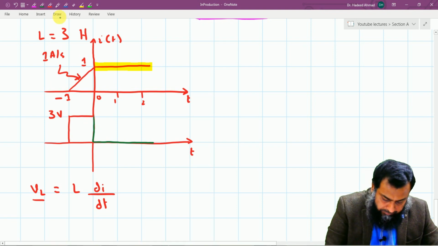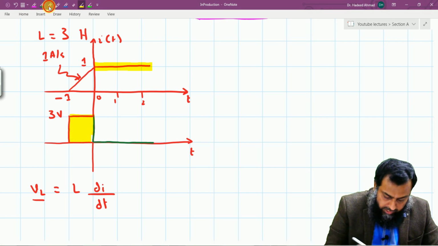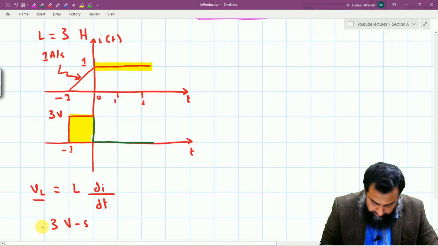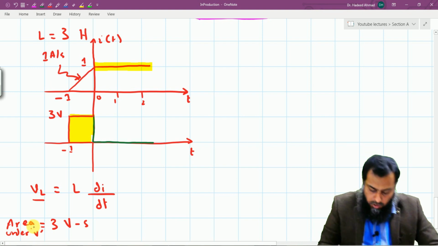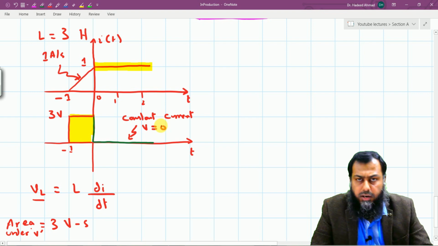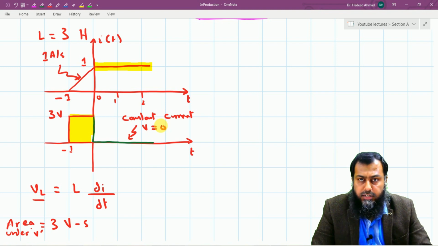Another important point here is that the area under this curve for this voltage, 3 volt, is 3 volt second, and this is the area under the voltage V. Also notice here that for a constant current, voltage is equal to 0, and that is what we have discussed previously, that an inductor shall have a behavior of a short circuit if the current is not changing with time. So for all the DC circuits, the inductor is actually a short circuit path.